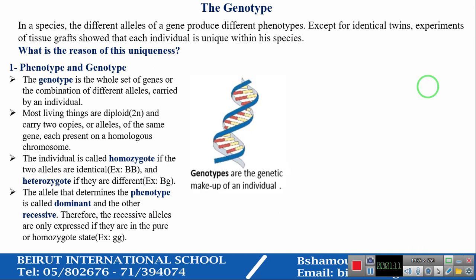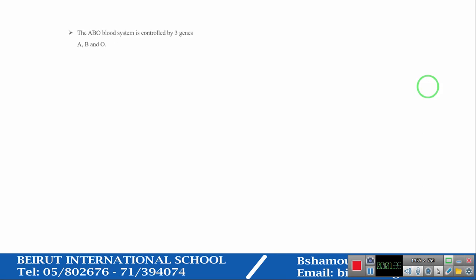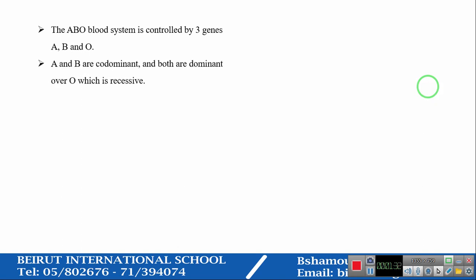So if we start with the genotype as the genetic makeup of an individual, we can move to the phenotype, which is the physical traits and characteristics of an individual and is influenced by their genotype and the environment. The ABO blood system is controlled by three alleles, A, B, and O. A and B are codominant, or they are expressed equally, and both are dominant over the allele O, which is recessive or masked.